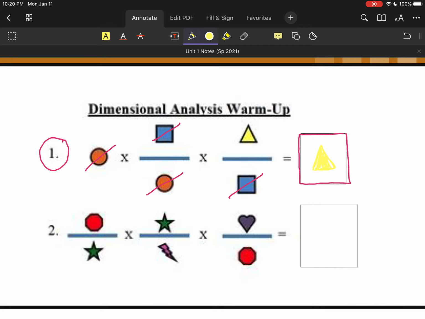Okay. Now I'd like for you to look at number 2 and see if you can do the same thing. Try to figure out what you're going to be left with at the end of the problem. Okay, so if you notice, my red octagons are going to cancel. My green stars are going to cancel because I have the same thing on top and bottom. So that means I'm left with a purple heart on top of a lightning bolt. Okay, these two are left over.